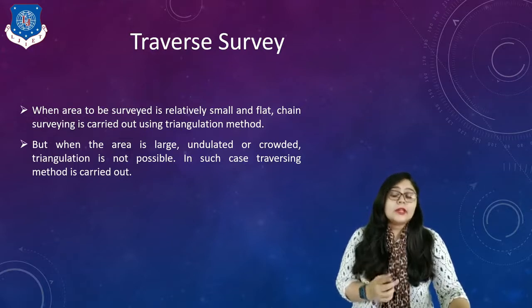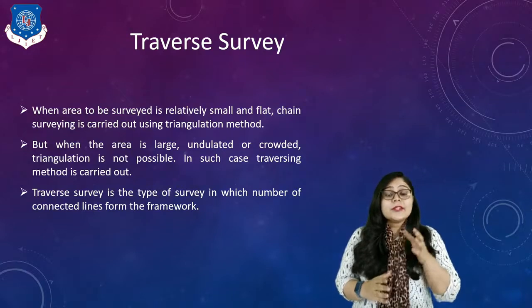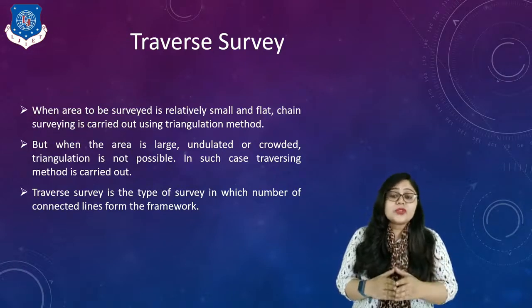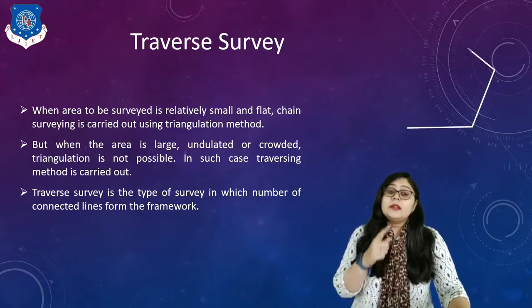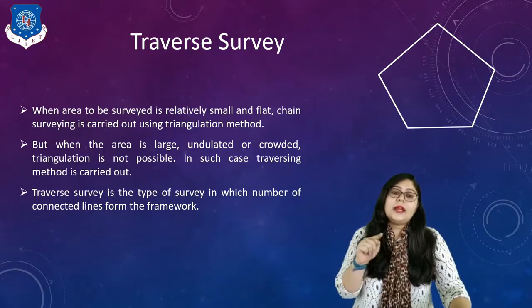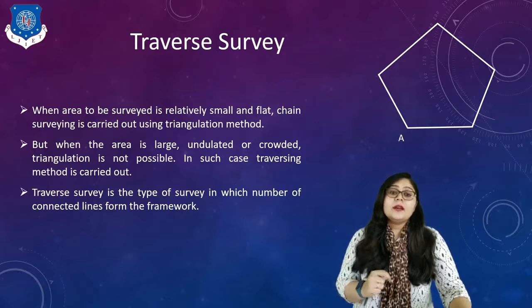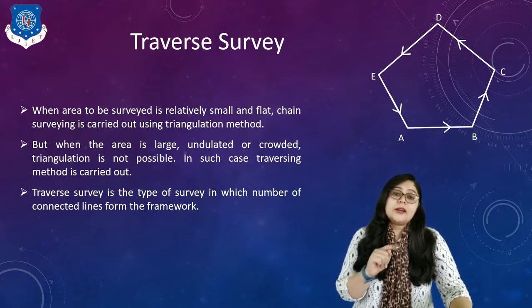Now, what is a traverse? We know it is a closed loop of survey lines. So, traverse survey is the type of survey in which a number of connected lines form the framework, right? Here on screen you can see the framework is in such a way that a closed loop of survey lines makes a traverse. Here different points like A, B, C, D, E are there, and it is in a particular direction to make a closed loop. So that is known as the traverse survey.